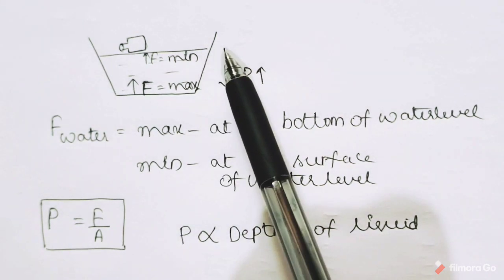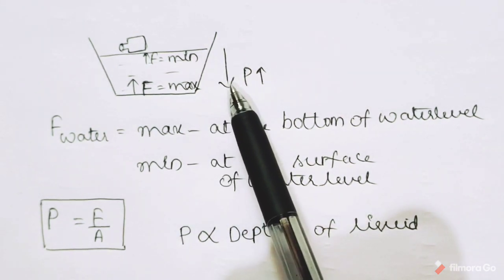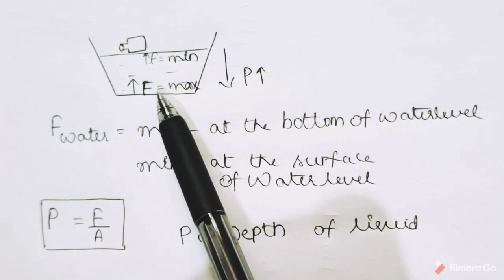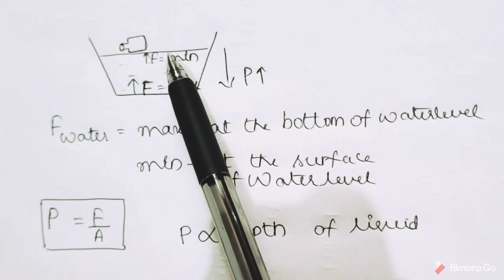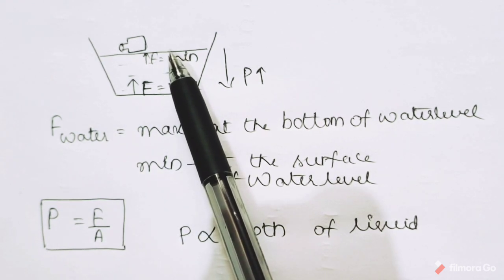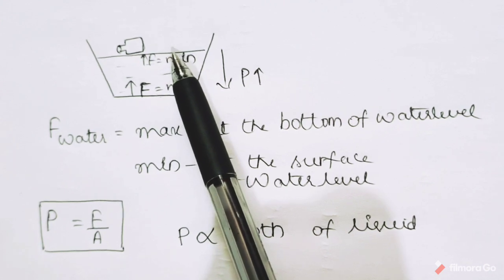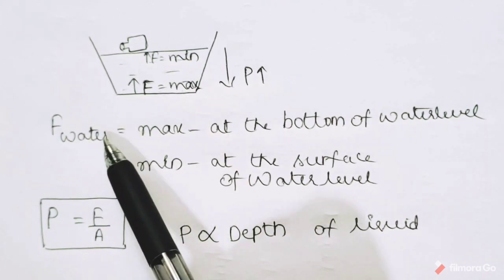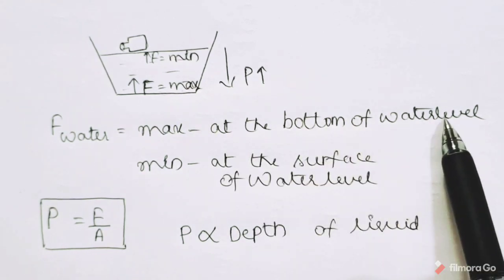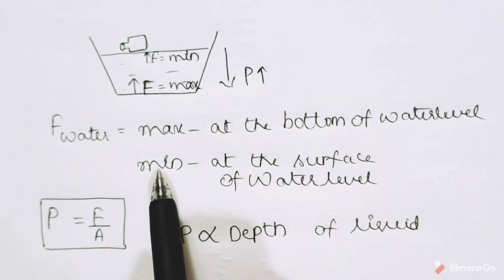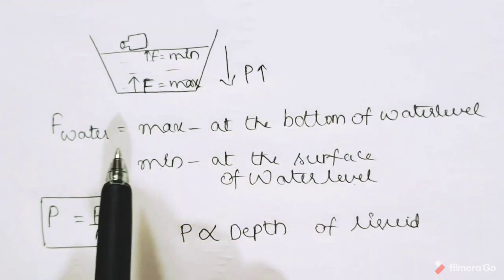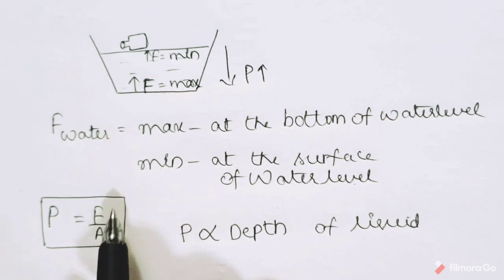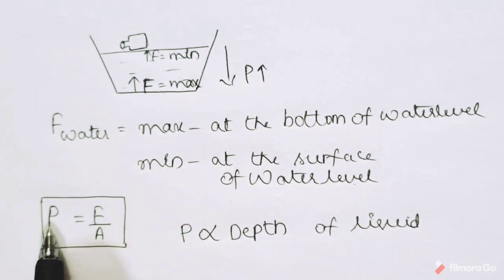So when we push the bottle deeper into the water, it feels maximum force or maximum pressure at the bottom level of the water, and it feels minimum pressure or minimum force at the top surface of the water. So the force applied by the water is maximum at the bottom of the water level, and this force is minimum at the surface of the water level. The force exerted on the object by the water per unit area is called the pressure of the water or the pressure of the liquid.